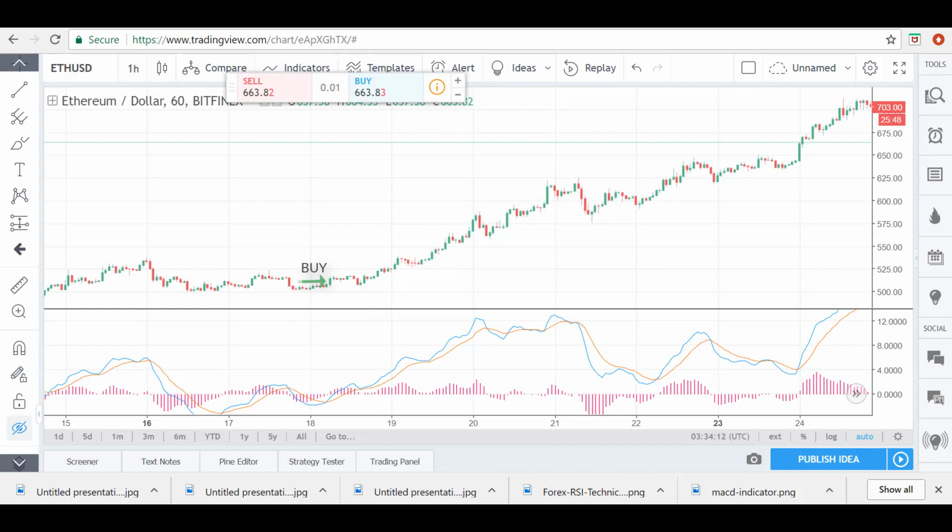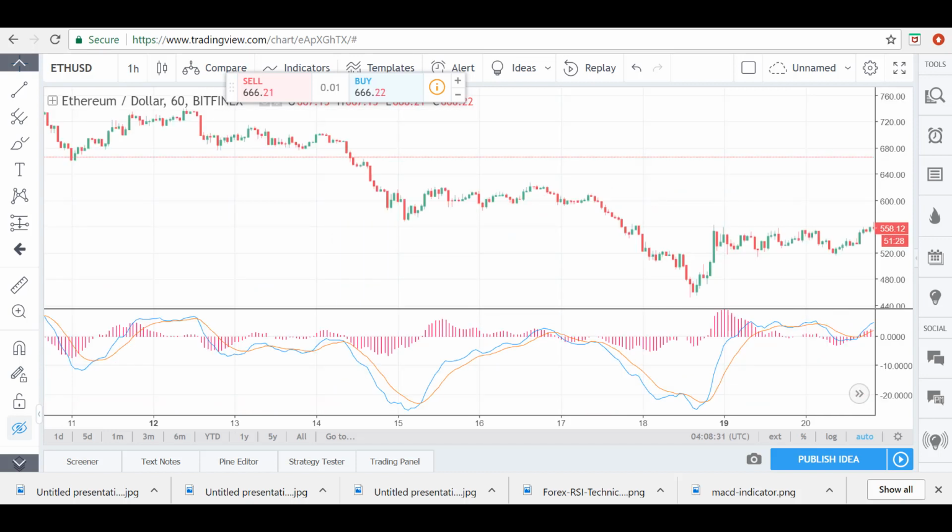But what we can see is that fortunately the price went up while the MACD line is still above the signal line, all the way till here. At this point we want to close the trade with a nice profit. And now let's see how it works to the downside.